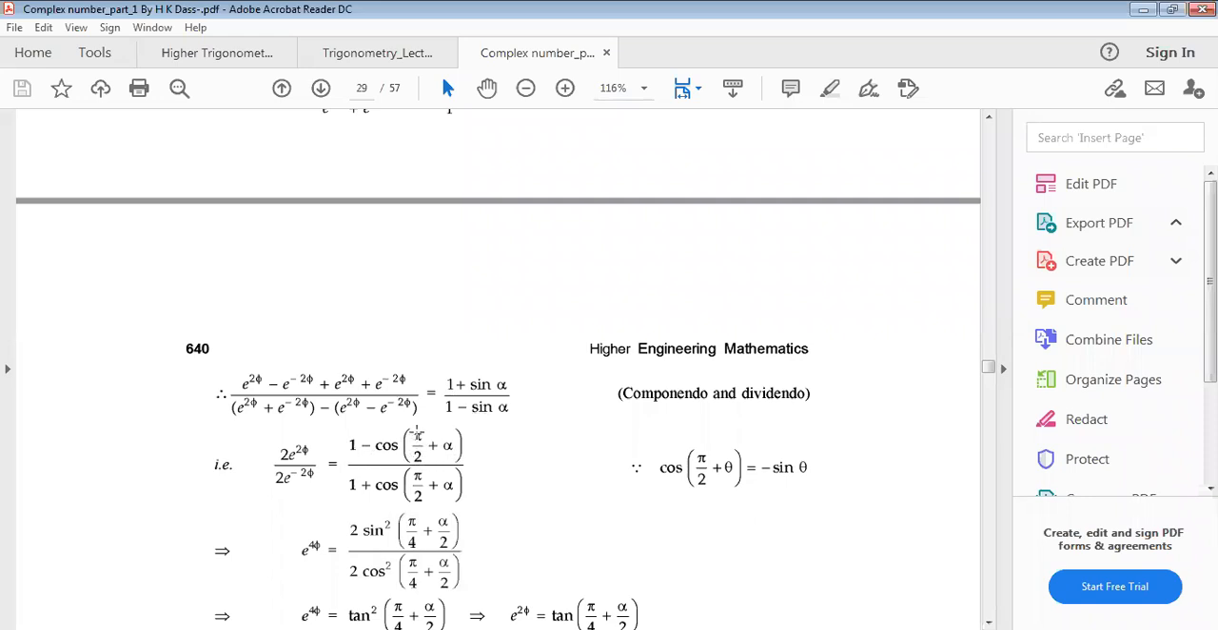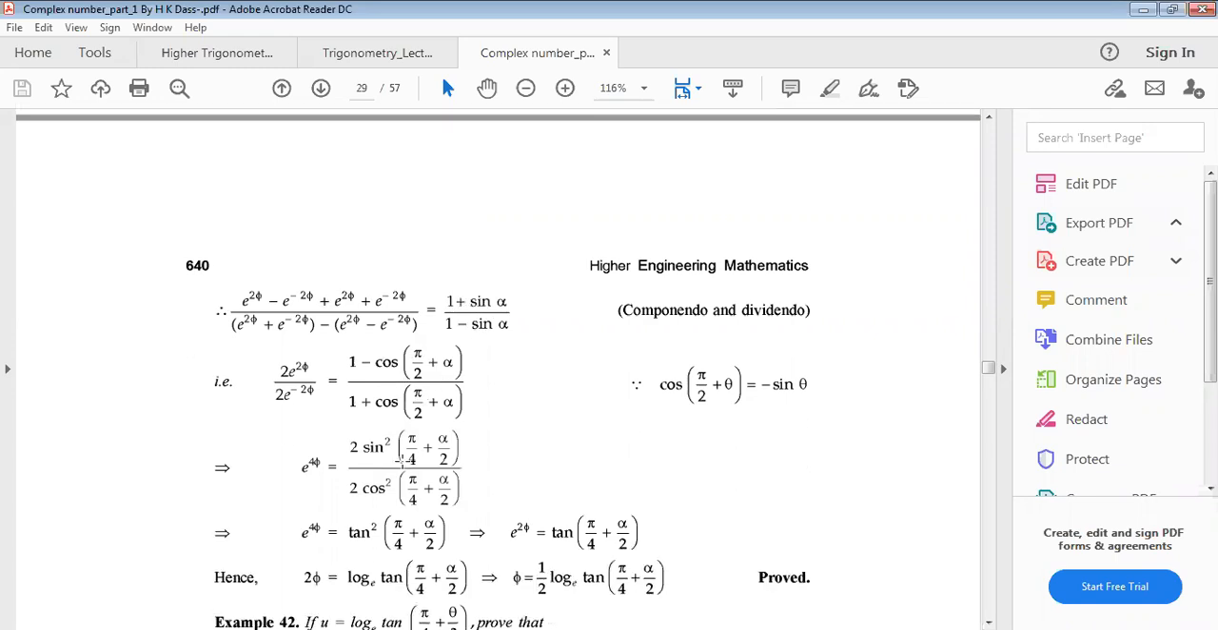Because for an odd multiple of 90 degrees, cos will be converted to sin, but it lies in the second quadrant. This is why minus. Cos is negative, then minus, plus sin alpha. That means sin alpha can be written like this. Now 1 minus cos twice a, formula what? 2 sin square a. A means what? This divided by 2, that is pi by 4 plus alpha by 2 is the a only.